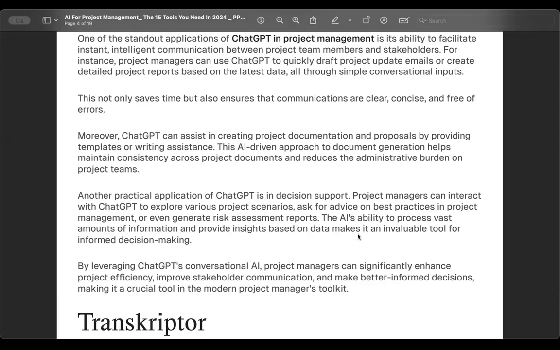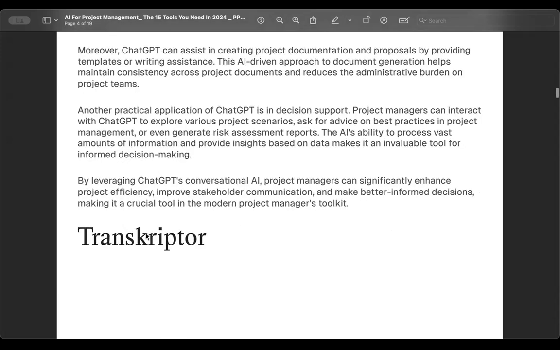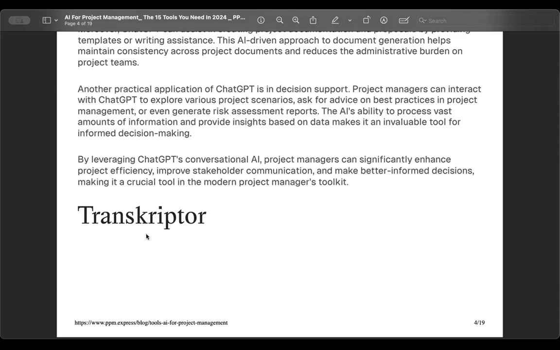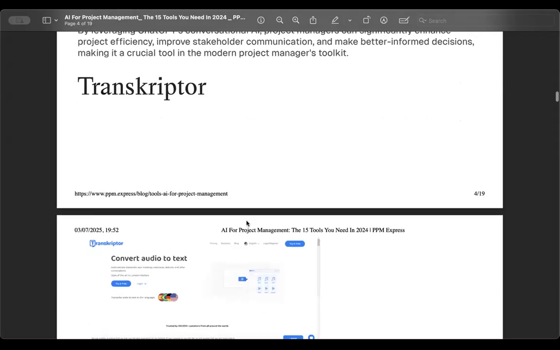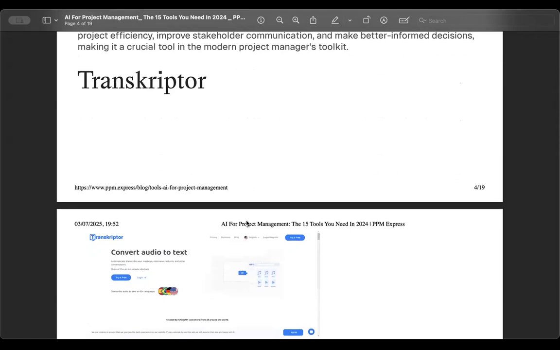So the AI's ability to process vast amounts of information and provide insights based on data makes it an invaluable tool for informed decision making. And by leveraging ChatGPT's conversational AI, project managers can significantly enhance project efficiency, improve stakeholder communications, and make better informed decisions, making it a crucial tool in the modern project manager's toolkit as well. That's anyway about ChatGPT.